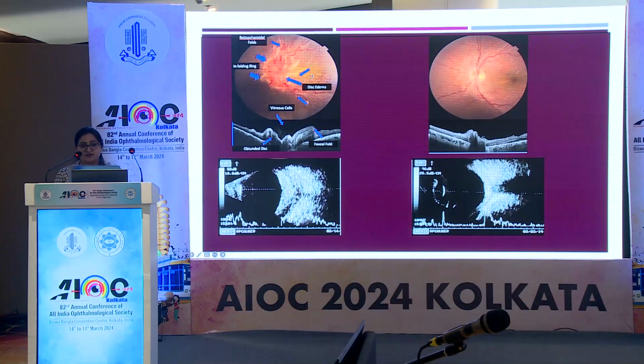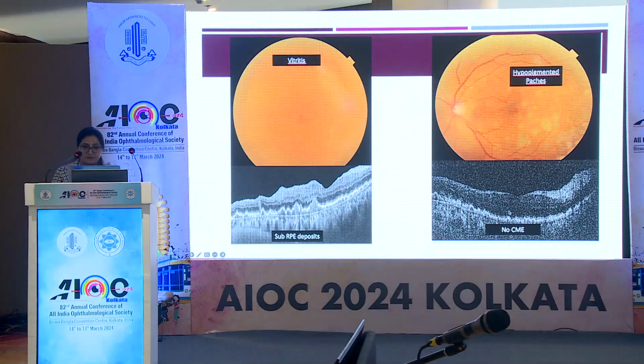Like this is a patient who presented with an infolding ring and a disc edema with vitreous cells and retinochoroidal folds, and we were not sure what it is. On ultrasound, we can see an increased choroidal thickness with the T sign, and we can also appreciate these changes on the OCT. So this was a case of posterior scleritis. After treatment, we can see the resolution very well.